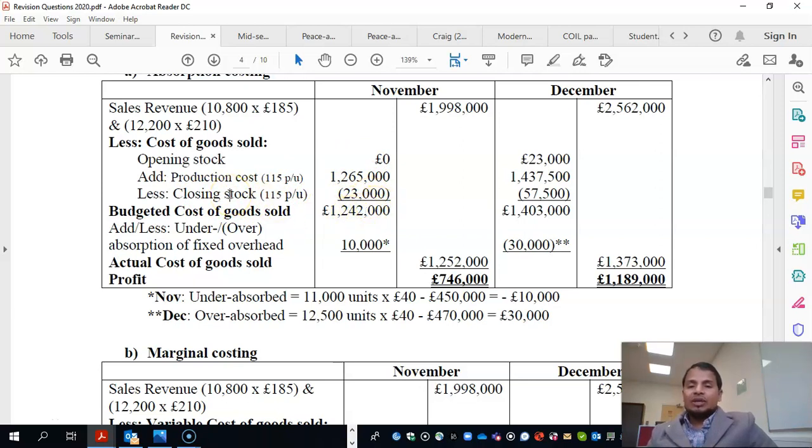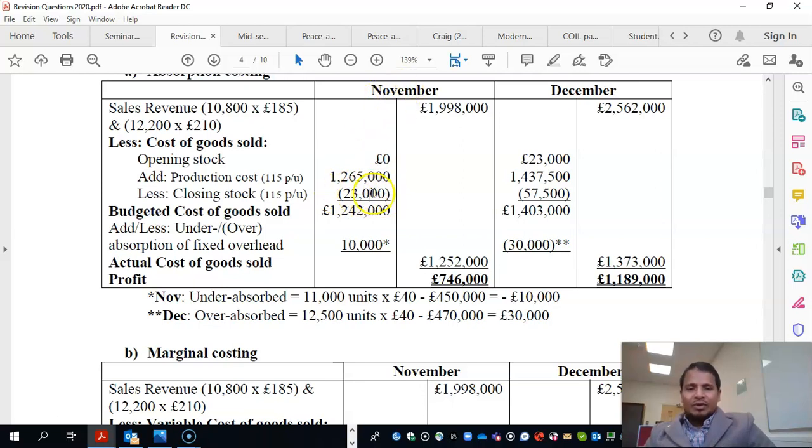So closing stock is, so we produced 11,000, we sold 10,800 in November. So 200 is our ending inventory in November. Okay, so 200 multiplied by 115. So it should be 23,000 is the ending inventory. If we deduct it from here, so you will get cost of goods sold 1,242,000. And this 23,000 is your ending inventory in November.